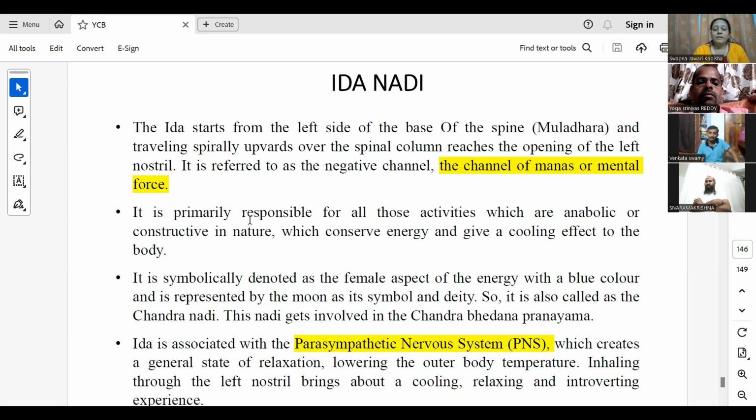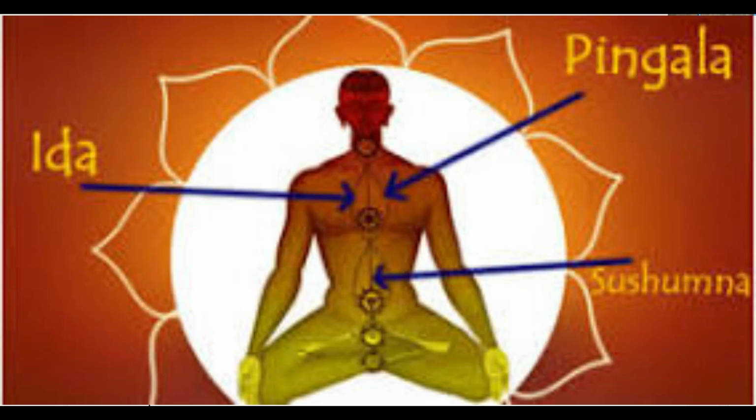Now, Ida Nadi is equivalent to a coolant. Ida means moon, coolant. It cools the body and it is present on the left side of the base of the spine. The Ida Nadi starts from the left side of the base of the spine and travels up along the spine.